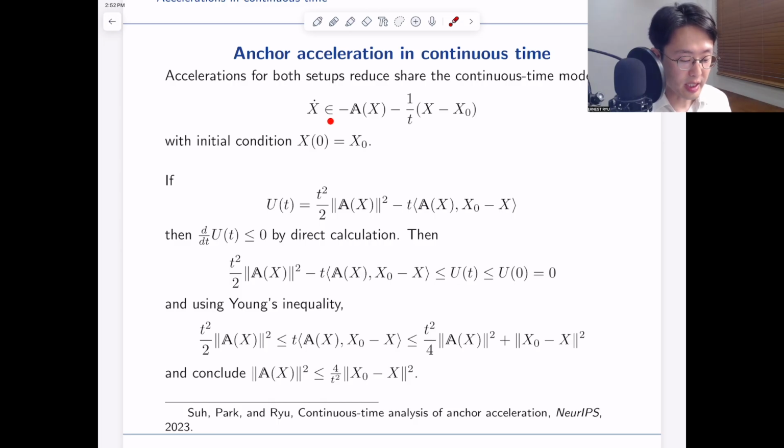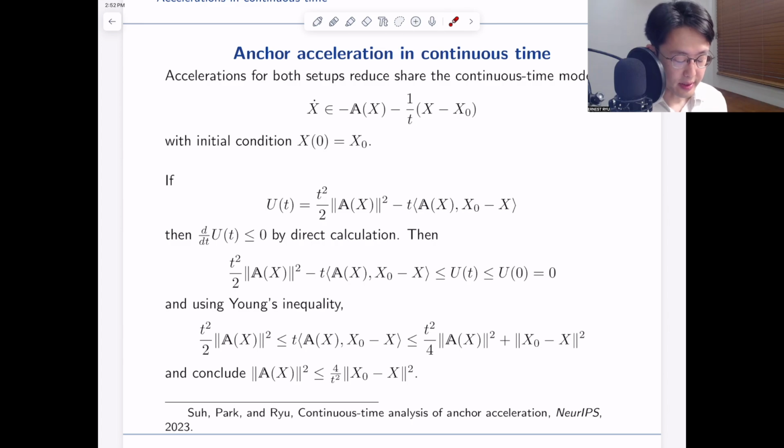So x dot is equal to minus A. So A, you should think of this as something similar to a gradient. So x dot equals minus gradient. So that resembles very much gradient flow. But in addition, we have this anchor term. Again, this anchor term serves to pull the dynamics back towards the starting point x0, and the strength of the anchor diminishes at rate 1 over t.